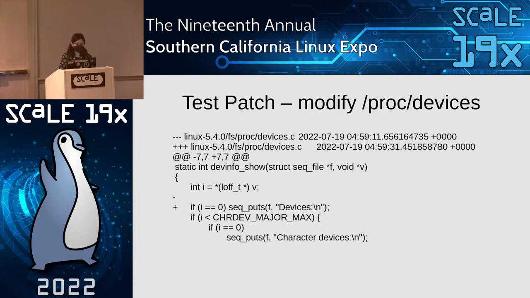So here I have a test patch just to modify proc devices. A very simple patch, not really terribly interesting, but it has a visible effect, which is nice. If I successfully live patch, there will be devices at the beginning of proc devices.